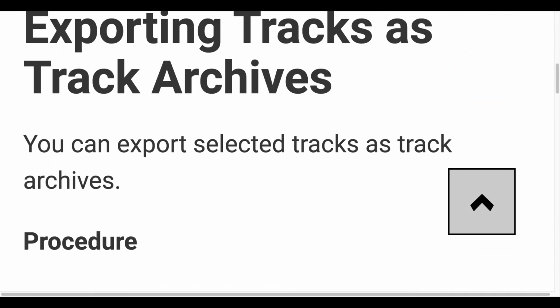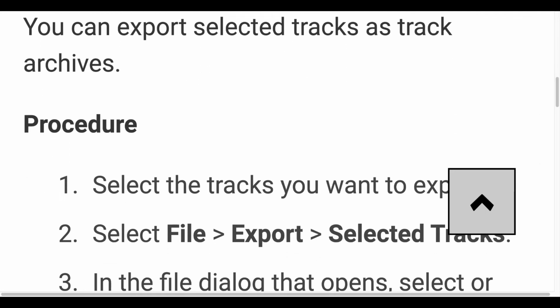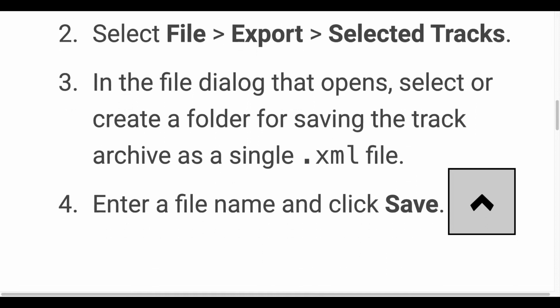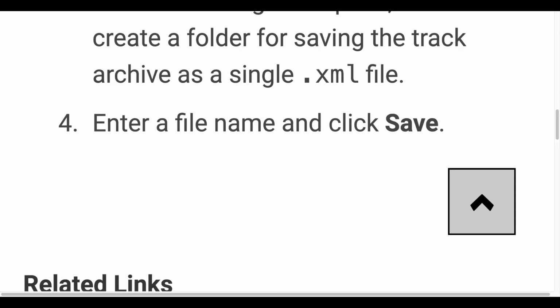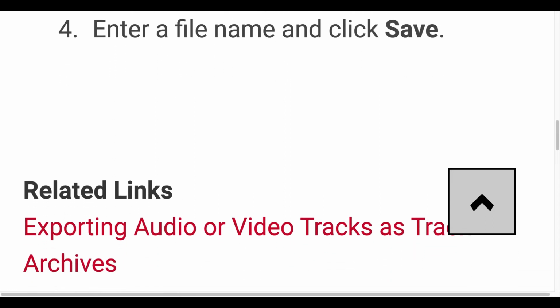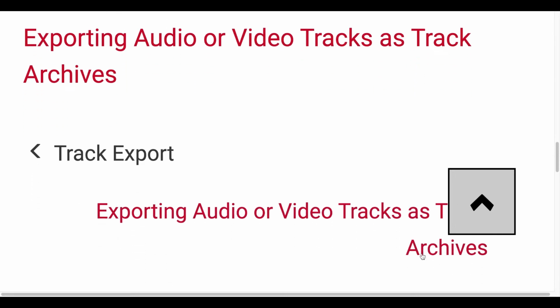Exporting tracks as track archives. You can export selected tracks as track archives. Procedure: Select the tracks you want to export. Select File, Export selected tracks. In the File dialog that opens, select or create a folder for saving the track archive as a single .xml file. Enter a file name and click Save. Related links: Exporting audio or video tracks as track archives.